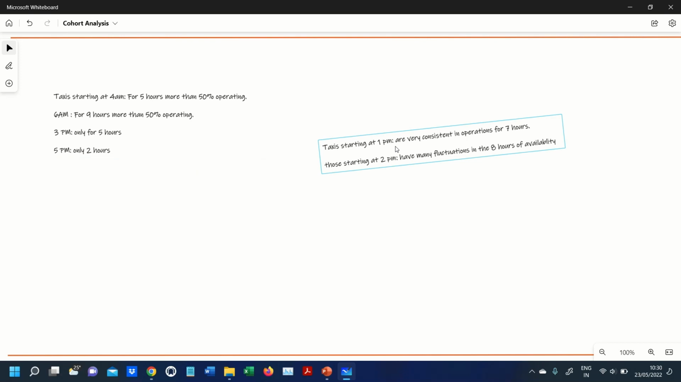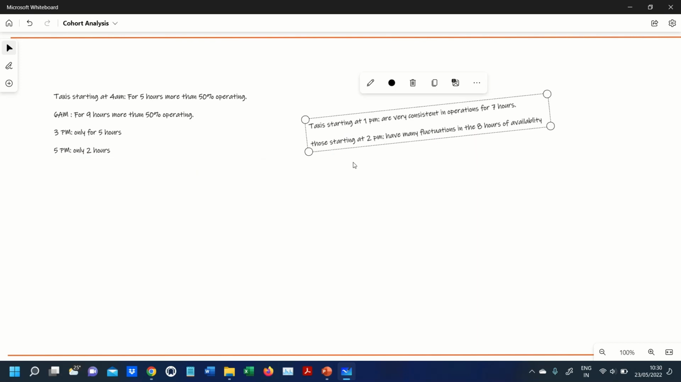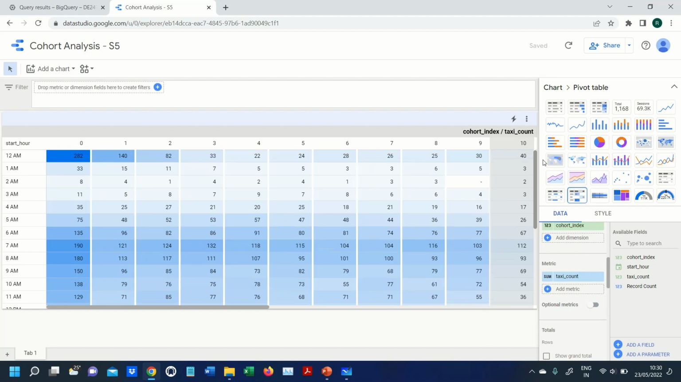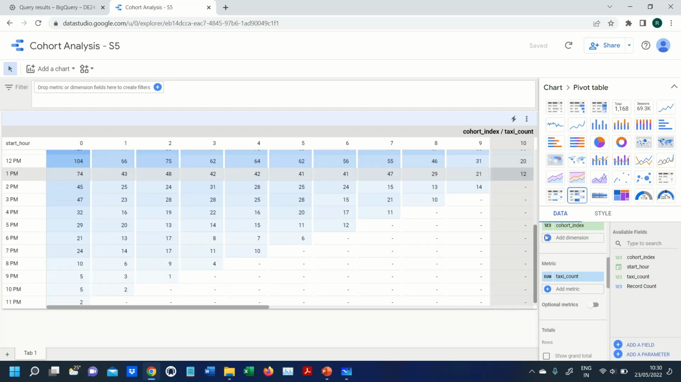and so many analyses and derivations we can bring from there. The taxis starting at 1 p.m. are very consistent in operations for 8 hours. Similarly, the ones starting at 1 p.m. are more consistent. So right here, perfect, that's a good observation.